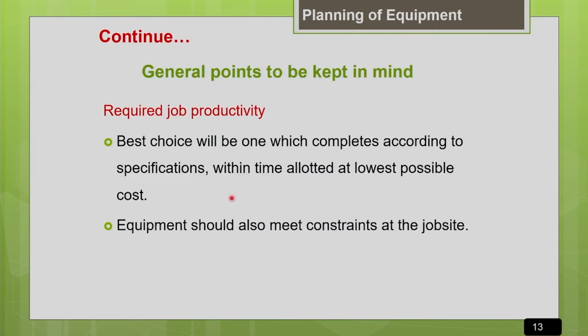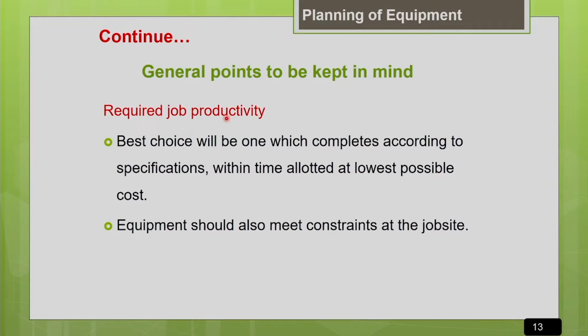So what are the other general points to be kept in mind? So far what we discussed is the importance of estimation of productivity of the equipment and the cost of the machine, and how it governs the selection of the equipment. Now you should see what is the required job productivity for that particular activity. That information you can get from your contract documents. Your contract specifications will let you know what the schedule of your project is.